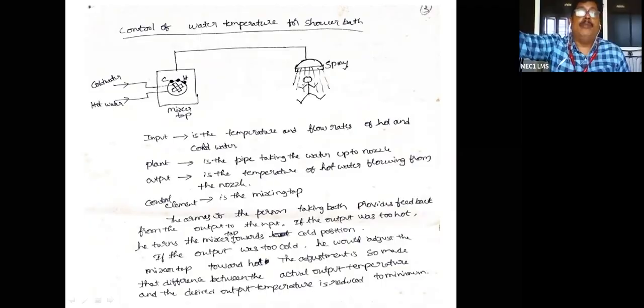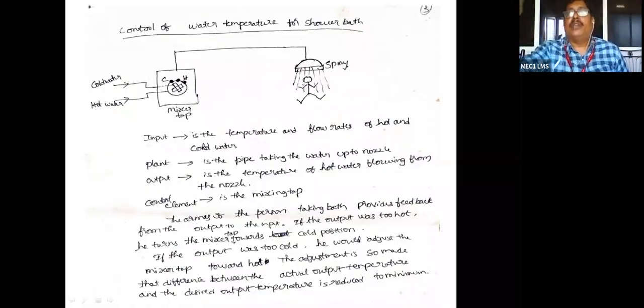That means the element is the mixer tap. By activating the hand, the hand goes near the mixer tap, and then he adjusts according to his desired temperature, whether cold or hot. So now you can get the idea, right? Feedback. Right? Or do you understand?